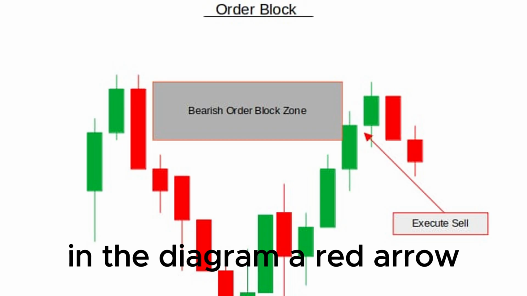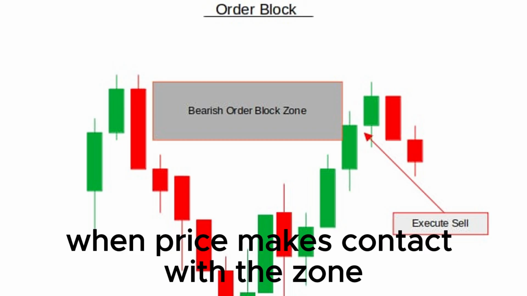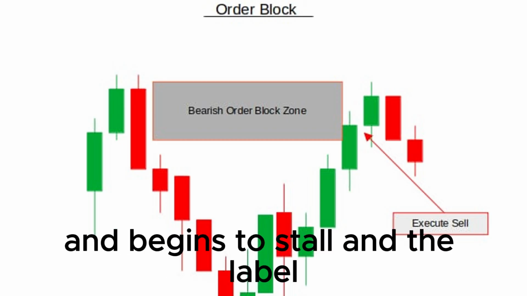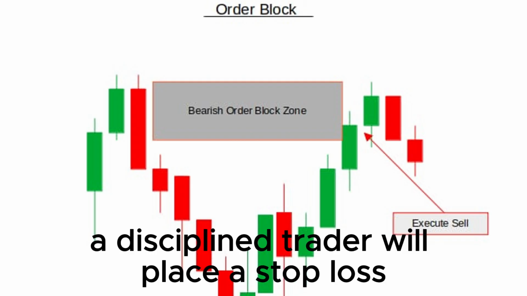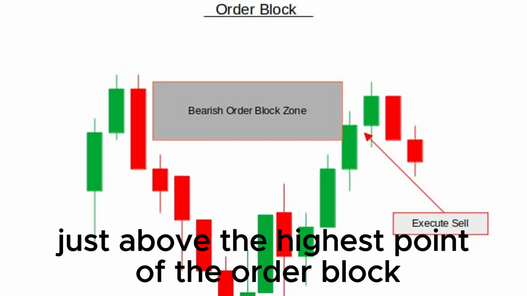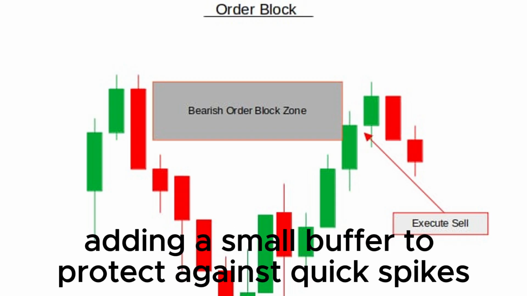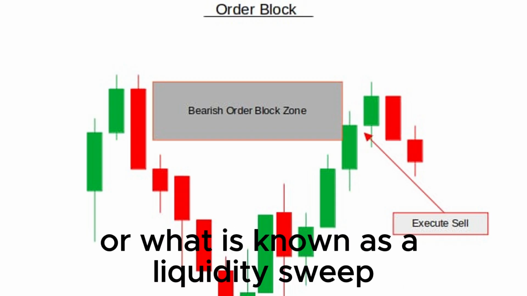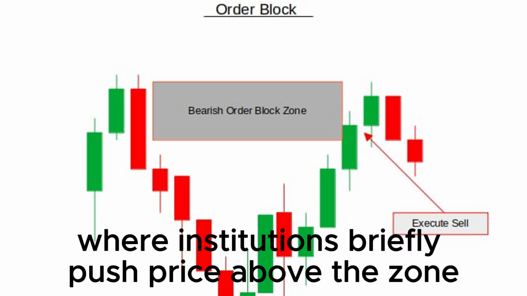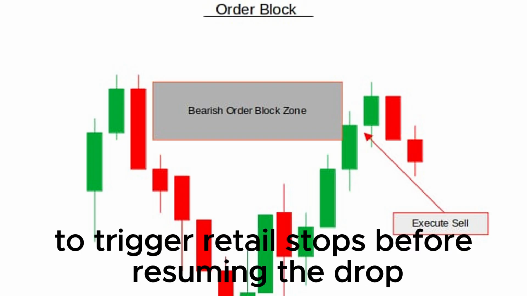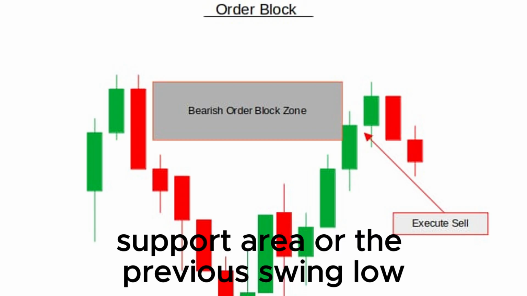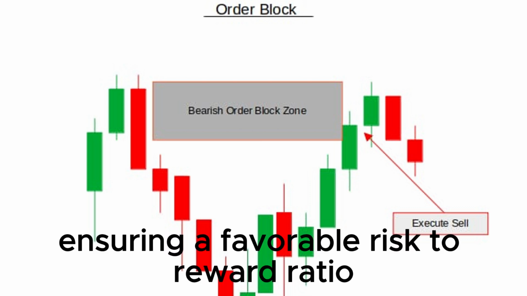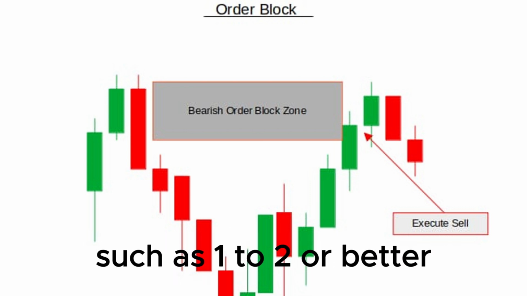In the diagram, a red arrow points to the moment when price makes contact with the zone and begins to stall, and the label Execute Sell highlights the textbook opportunity for opening a short trade. To manage the trade safely, a disciplined trader will place a stop loss just above the highest point of the order block, often adding a small buffer to protect against quick spikes or what is known as a liquidity sweep, where institutions briefly push price above the zone to trigger retail stops before resuming the drop. The profit target is typically set at the next clear support area or the previous swing low, ensuring a favorable risk-to-reward ratio such as 1:2 or better.